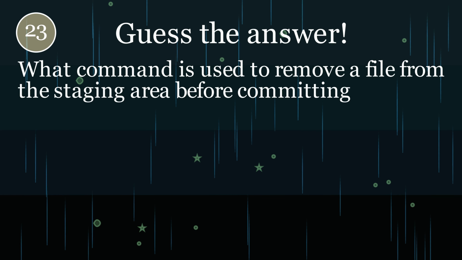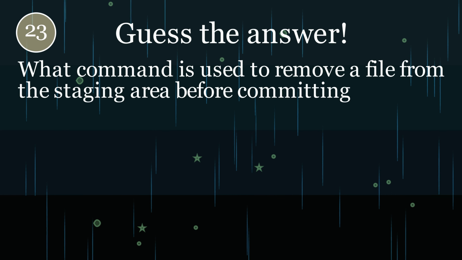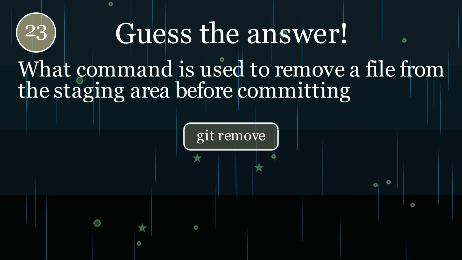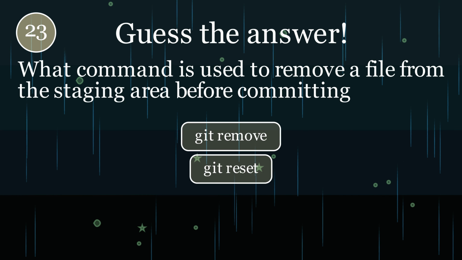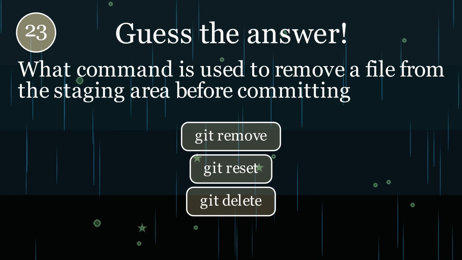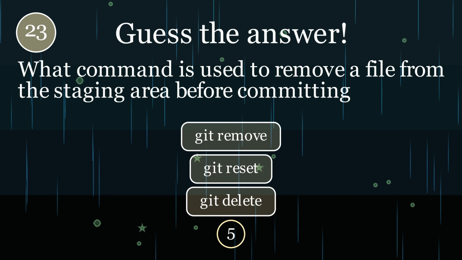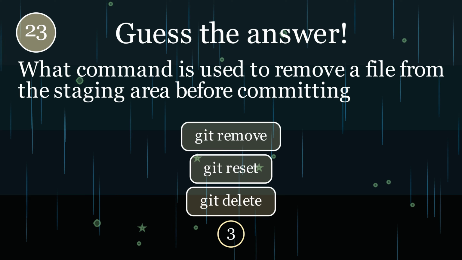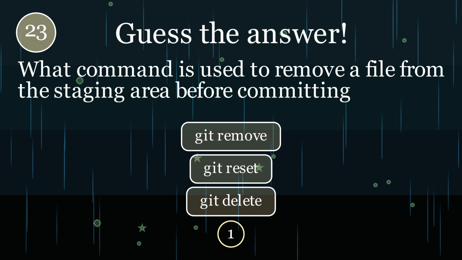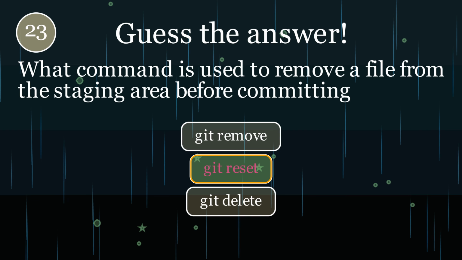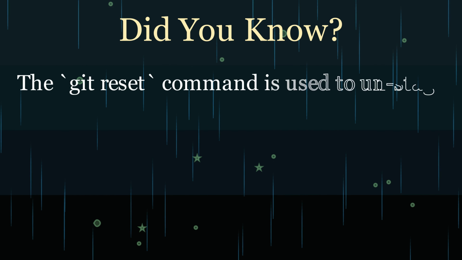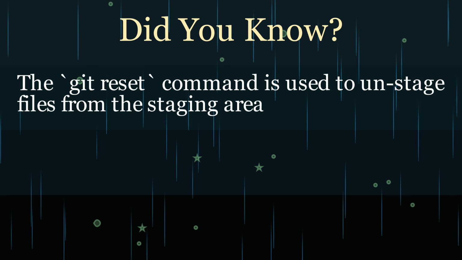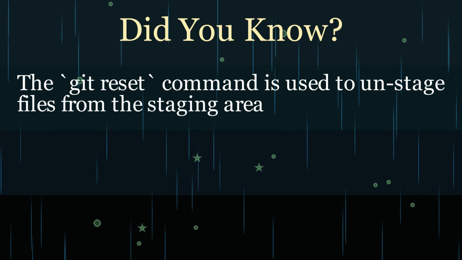What command is used to remove a file from the staging area before committing? Git remove, Git reset, Git delete. The correct answer is Git reset. Knowledge boost. The Git reset command is used to unstage files from the staging area.